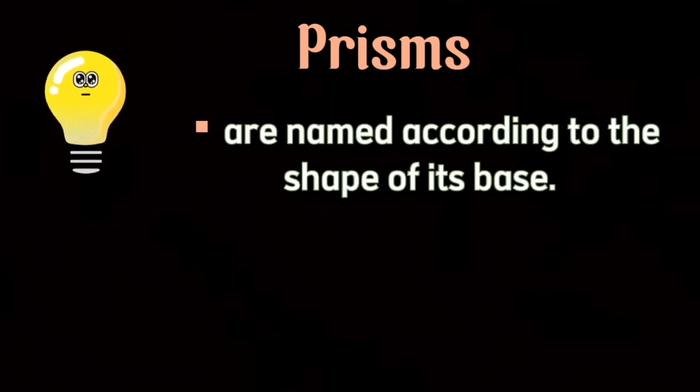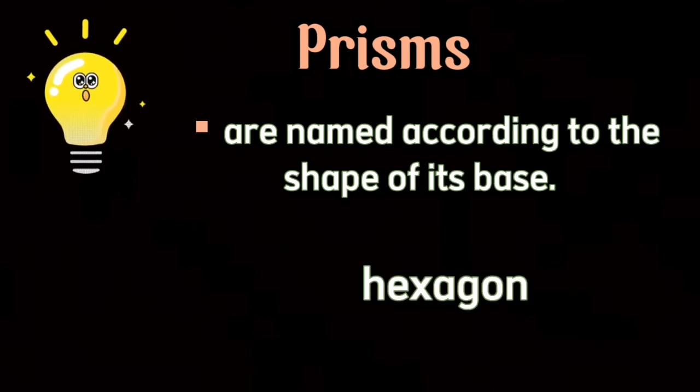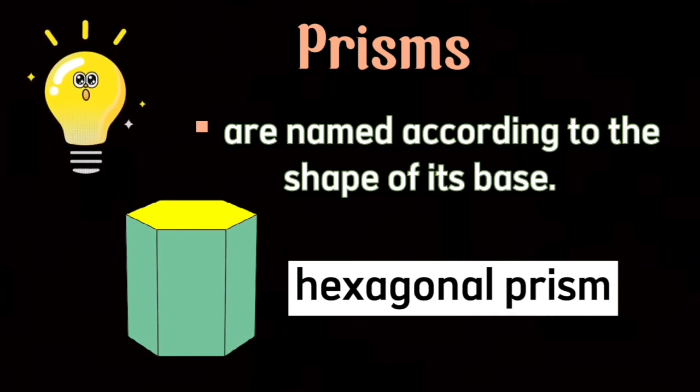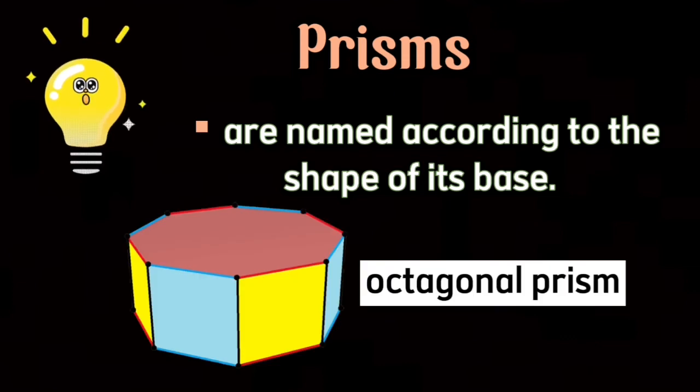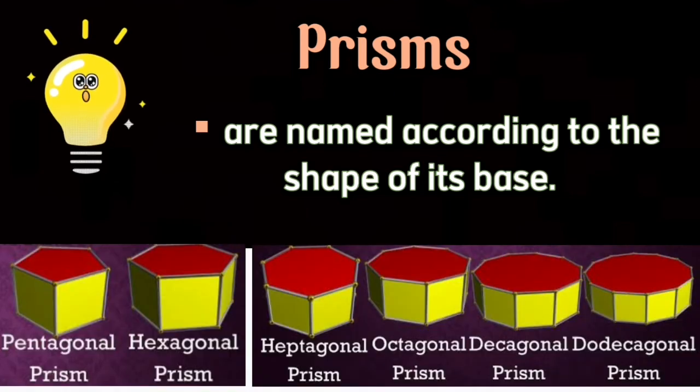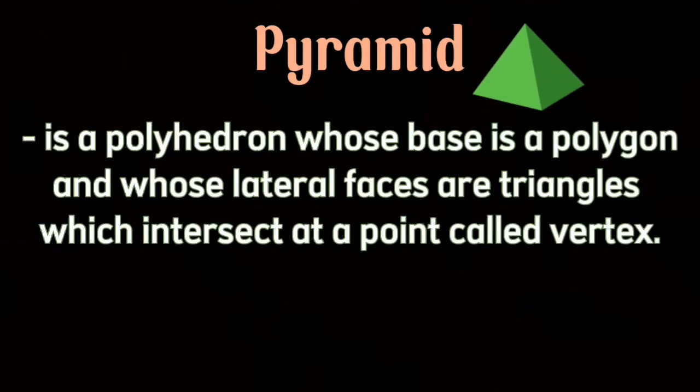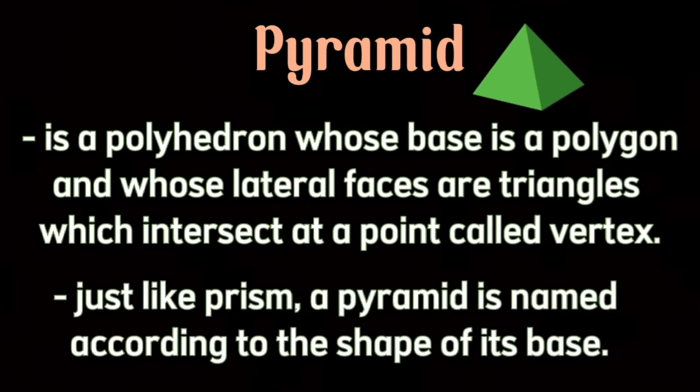Prisms are named according to the shape of its base. Therefore, if the shape of the base is hexagon, that is hexagonal prism. And if the shape of the base is octagon, that is octagonal prism. And a lot more. Next solid figure is a pyramid. A pyramid is a polyhedron whose base is a polygon and whose lateral faces are triangles which intersect at a point called vertex. Like prism, a pyramid is named according to the shape of its base.